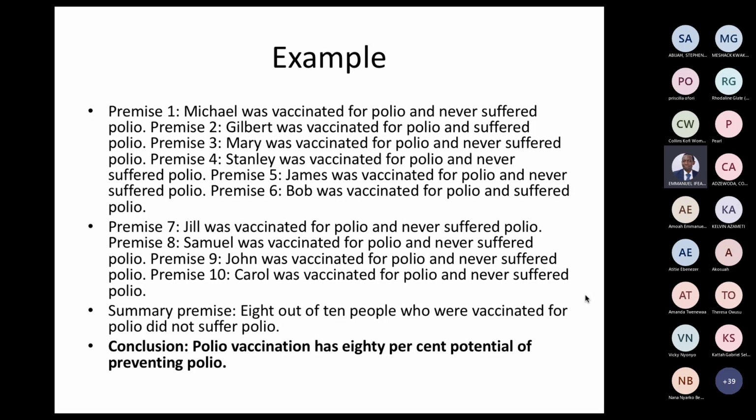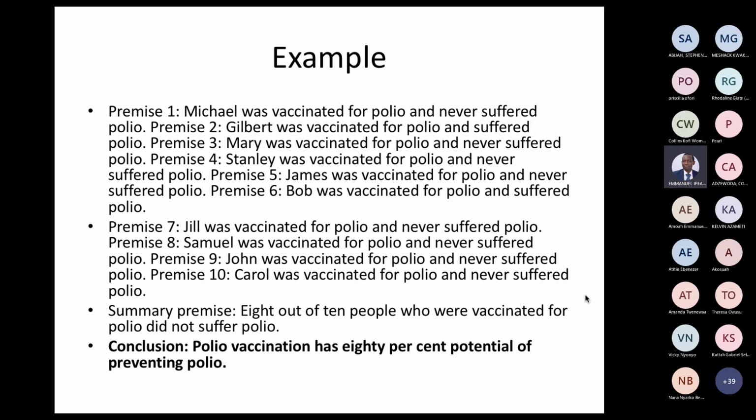So the summary premise, 8 out of 10 people who were vaccinated did not suffer polio. So 2 people suffered after vaccination. 8 people did not suffer after vaccination. So the conclusion is what? Polio vaccination has 80% potential of preventing polio. So that's what we call a statistical argument. You can see that the conclusion is not a law-like hypothesis. The conclusion is a statistical hypothesis.